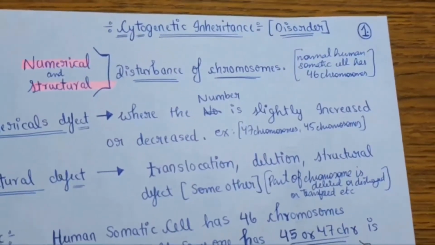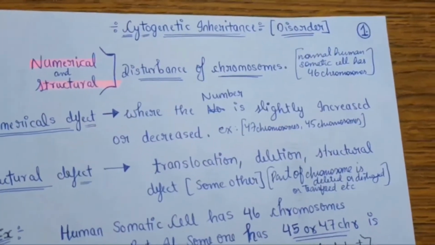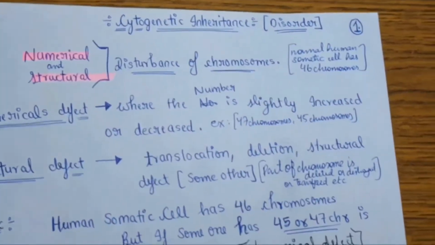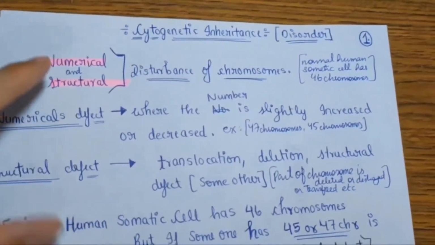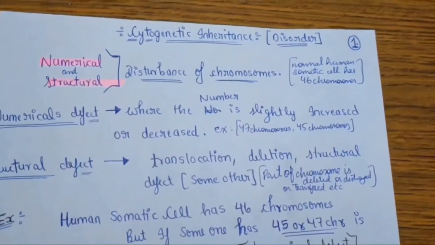So today we are going to discuss the topic of cytogenetic inheritance. Rather, we should call it cytogenetic disorders. Cytogenetic disorders are mainly based on numerical and structural disturbances of chromosomes. So, numerical and structural disturbances of chromosomes.